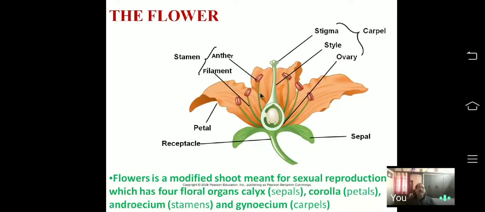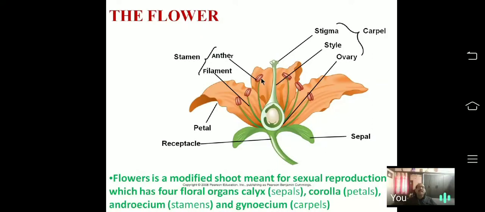Each stamen has two parts. The long slender stalk is called the filament, and the tip is called the anther. The anther produces a yellow colored dust called pollen dust, which contains numerous pollen grains that contain the male gametes, the sperms.